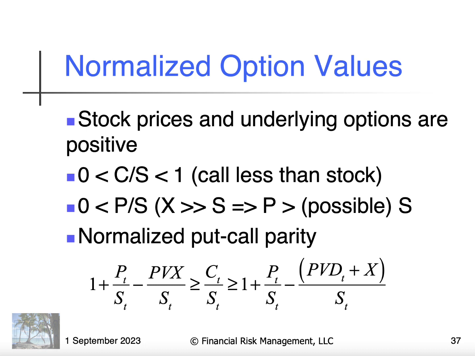And so basically the ratio of the call to the stock should range between 0 and 1. The ratio of the put to the stock should range between 0 and the strike price, which should be significantly greater than the stock price. And we could also normalize put call parity.